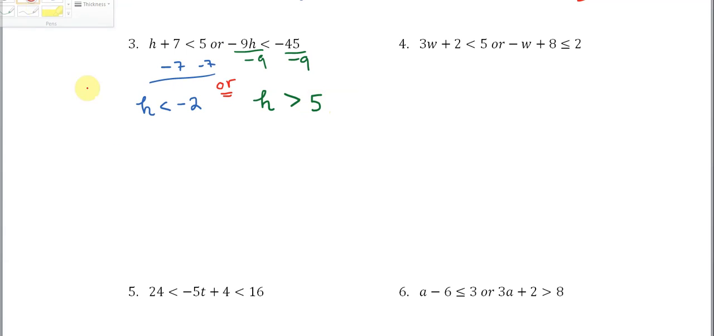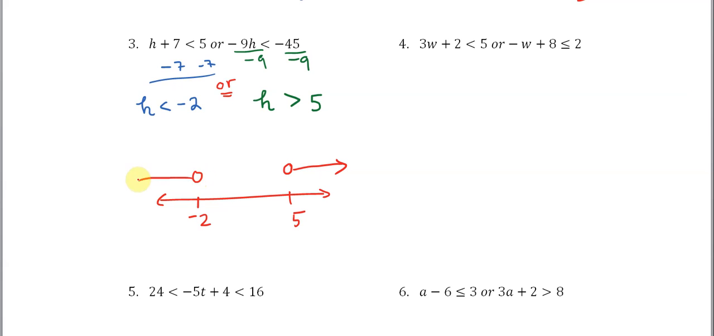Okay. So now we can put these 2 together in a singular statement. So we'll put negative 2 on the line. We'll put positive 5 on the line. h can be bigger than 5, so open circle going towards the right, or h could be less than negative 2, open circle going towards the left.